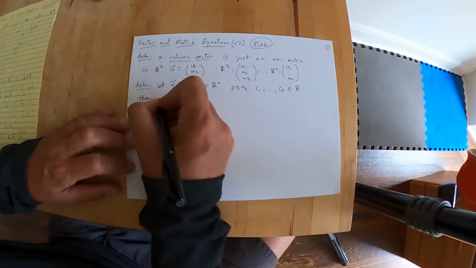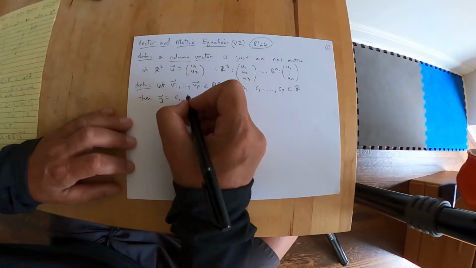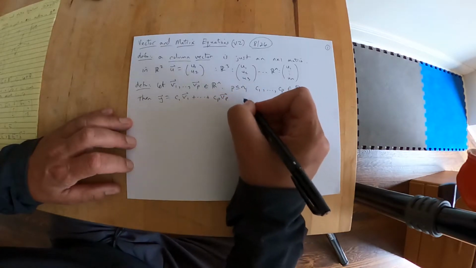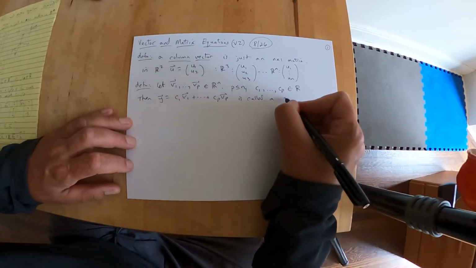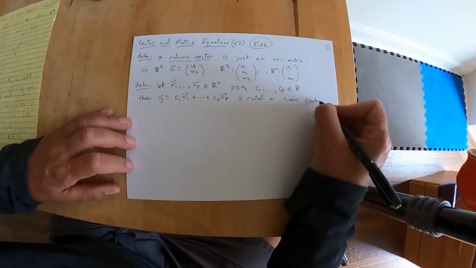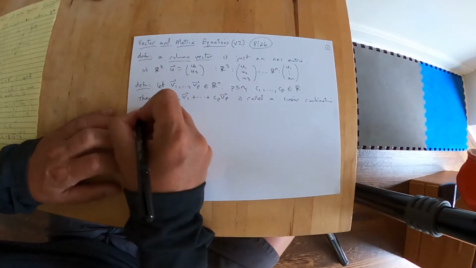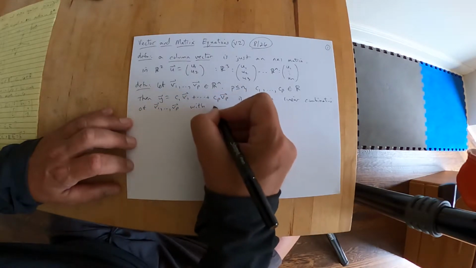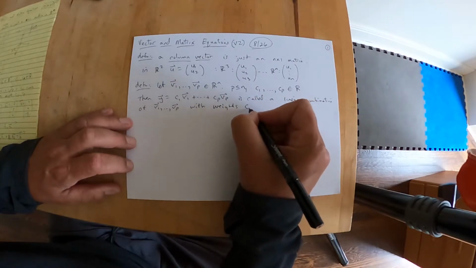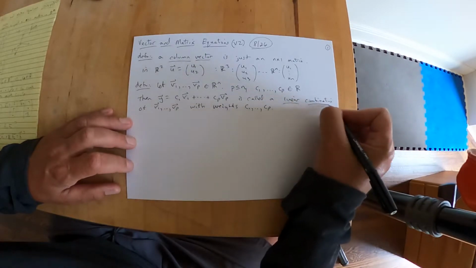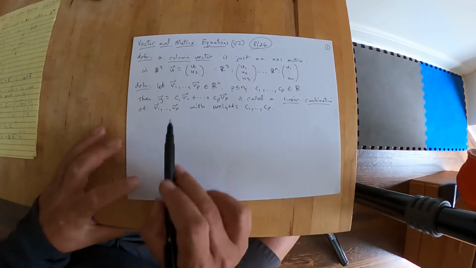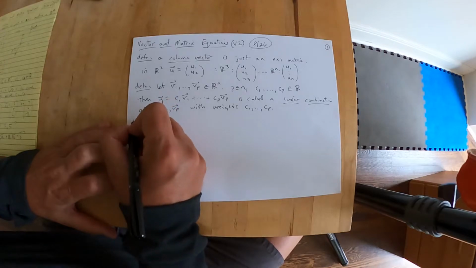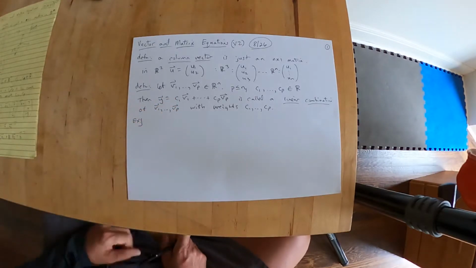And the conclusion is then the vector y, which is c1 times vector v1 plus cp times vector vp, is called a linear combination of the vectors v1 down to vp with weights c1 down to cp. So this is a definition of a linear combination. It's just constants times vectors added together. And so here we're going to jump into some examples where we talk about how linear combinations work.